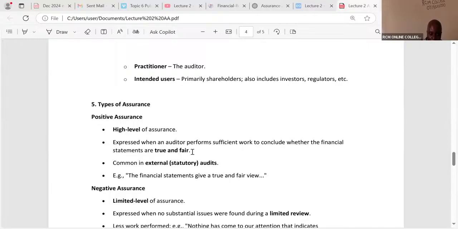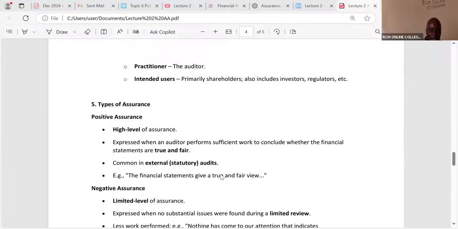So it is common in external statutory audits. Example, the financial statements give a true and fair view. So whenever I'm doing audit of financial statements, I will be able to give what we call a positive assurance. Under a positive assurance, I'm telling the whole world that the financial statements provide a true and fair view. That is a positive assurance.